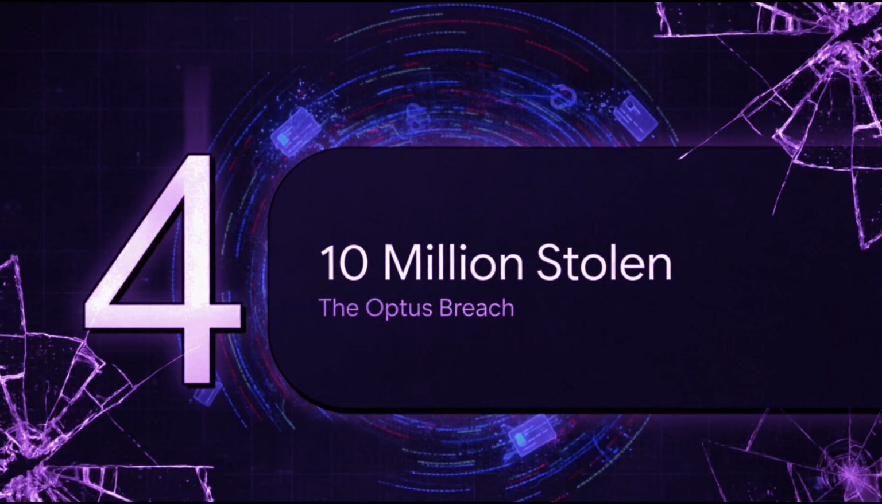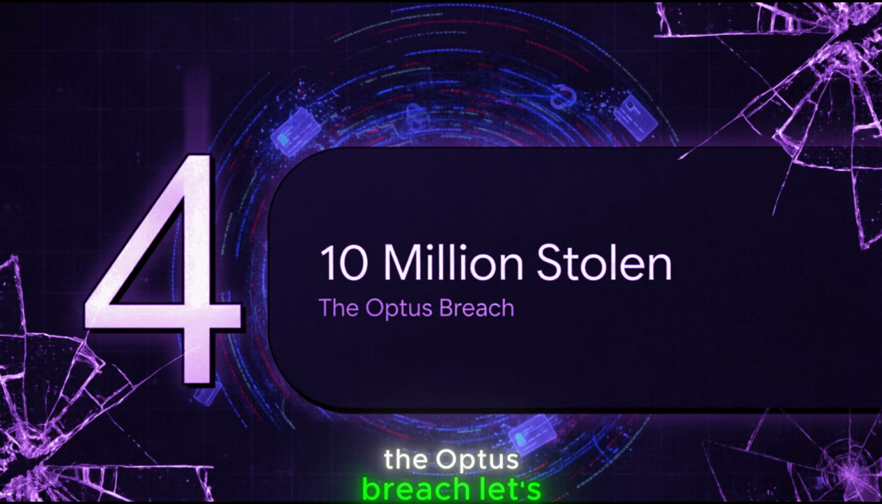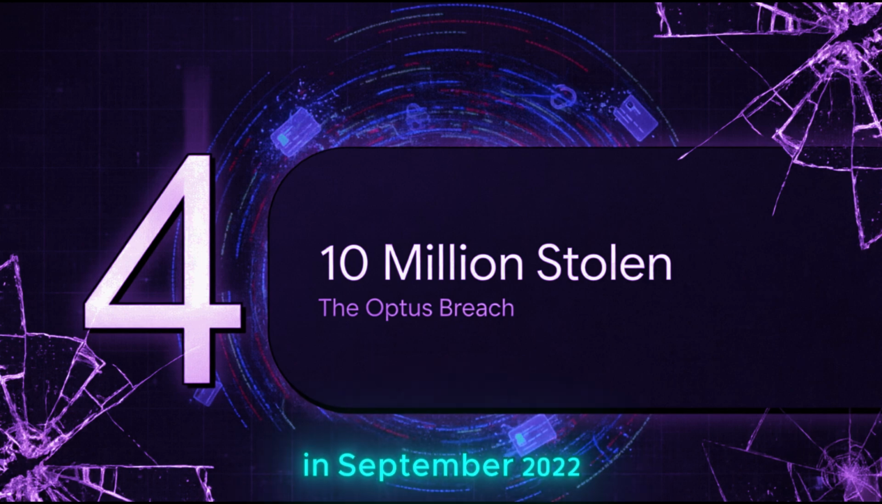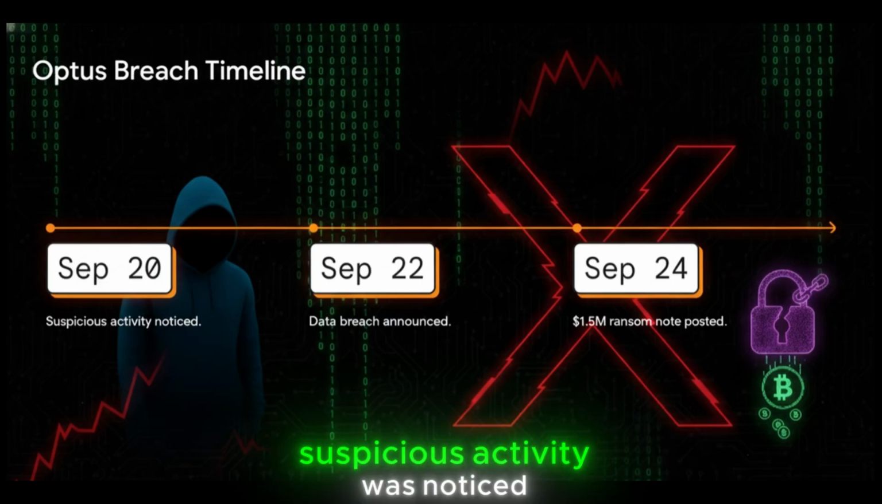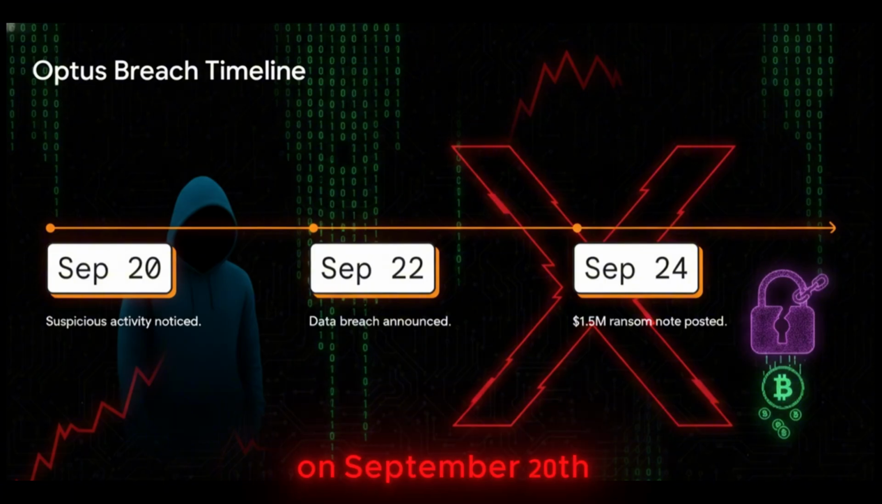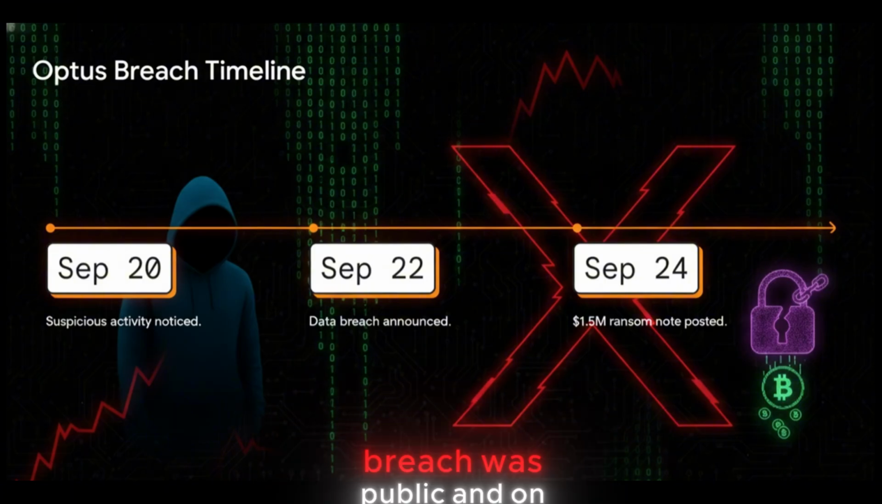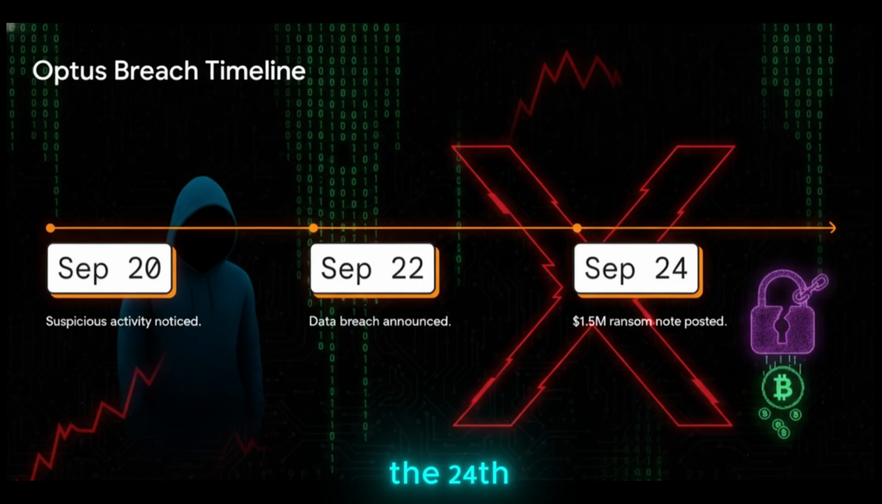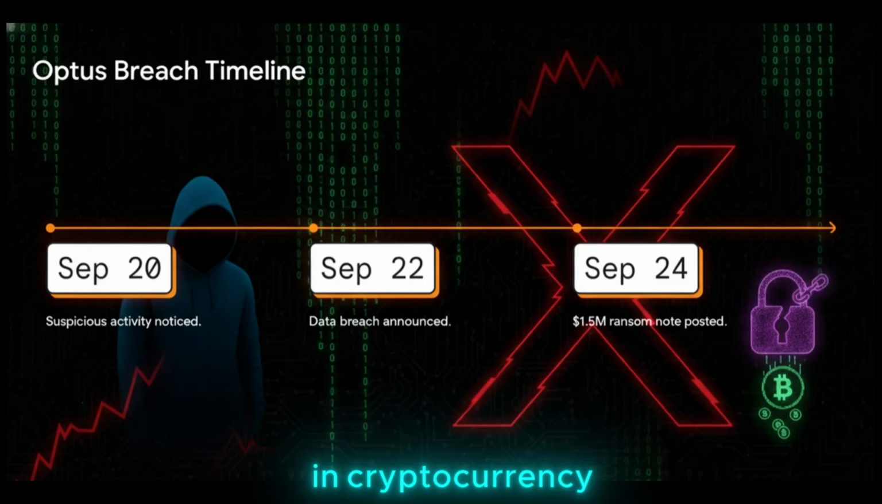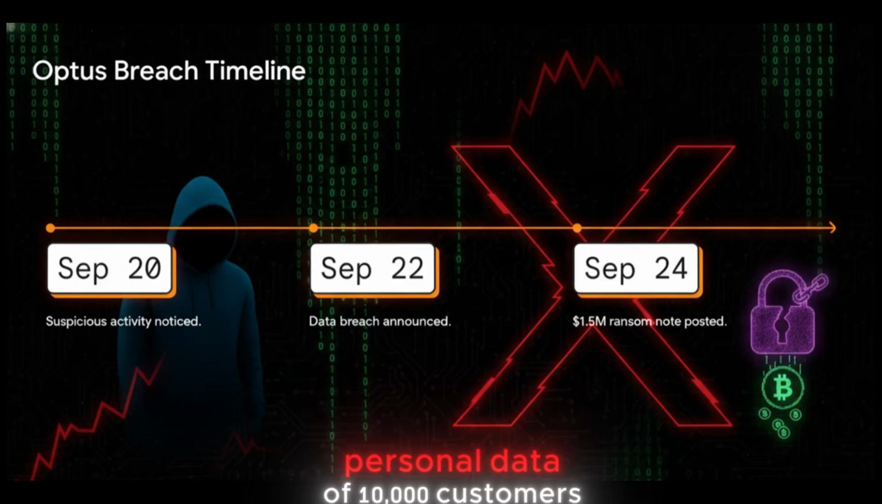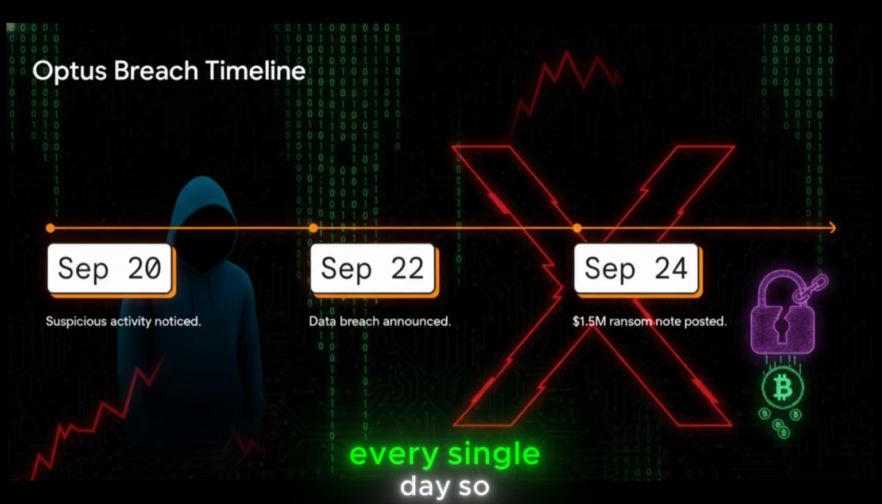Section 4. 10 million records stolen. The Optus breach. Let's bring this back to reality. Over the course of a few frantic days in September 2022, Australia witnessed a massive crisis. Suspicious activity was noticed on September 20th. By the 22nd, the breach was public, and on the 24th, a hacker posted a ransom note demanding $1.5 million in cryptocurrency, threatening to release the personal data of 10,000 customers every single day.